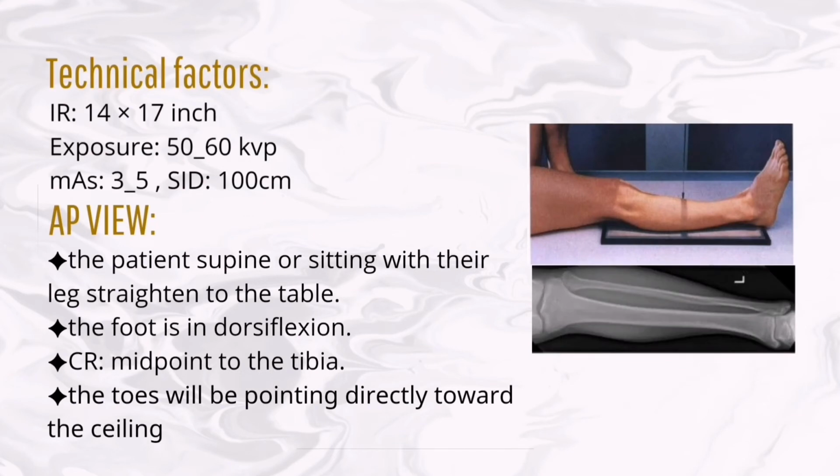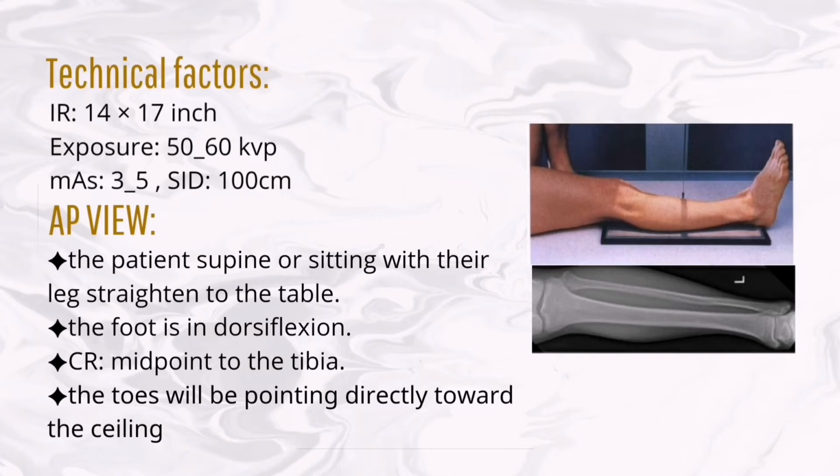So what are the technical factors? IR size 43 x 35 cm or 14 x 17 inch, and exposure 50 to 60 kVp with mAs 3 to 5 and SID 100 cm. The collimation is proximal to the knee joint and distal to the ankle joint.